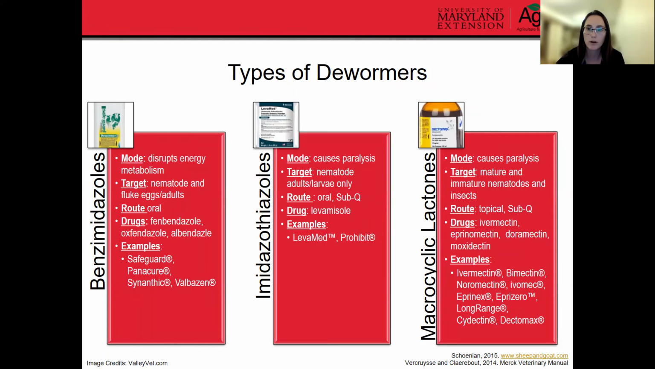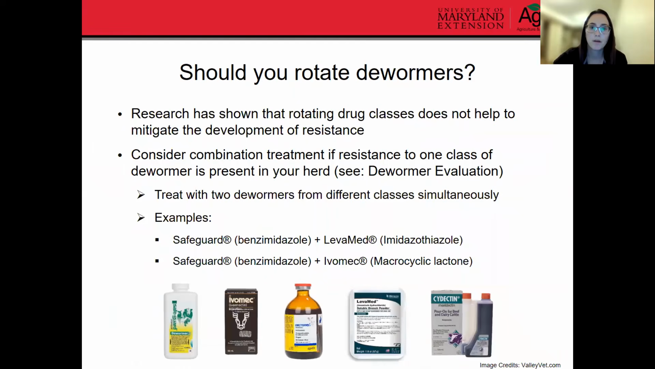So if you're ever not sure what class it falls into, just look at the active ingredient. So the drug portion here, levamisole, fenbendazole, ivermectin, that'll help you determine what class it's actually in. Should you rotate dewormers? That's another question that is asked a lot. Actually, research has shown that rotating drug classes does not help to mitigate the development of parasite dewormer resistance. Instead, they recommend doing something called combination treatment if there is resistance to one class of dewormer in your herd.